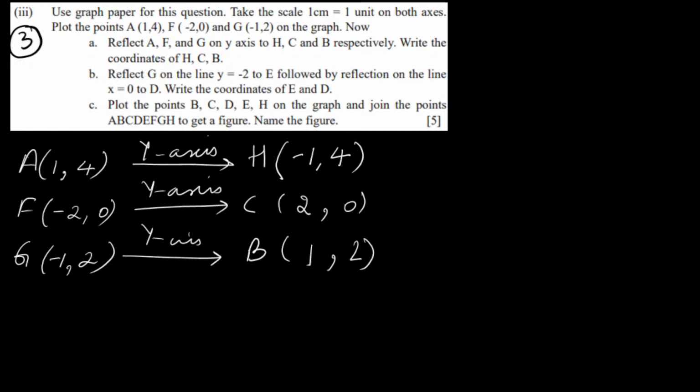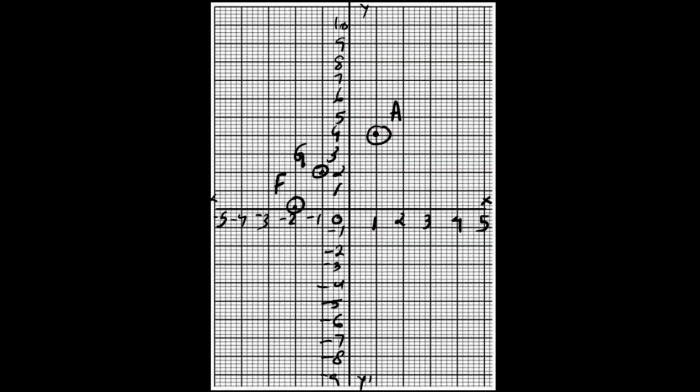So we can plot these points now. A's reflected point is H (-1, 4), F's reflected point is C (2, 0), and G's reflected point is B (1, 2). Y-axis means y will remain the same, and you have to change the x sign. So (-1, 4) is here, and the name of the point is H.